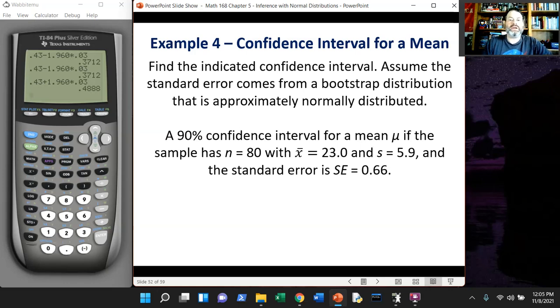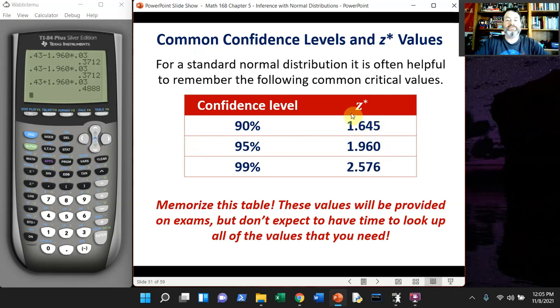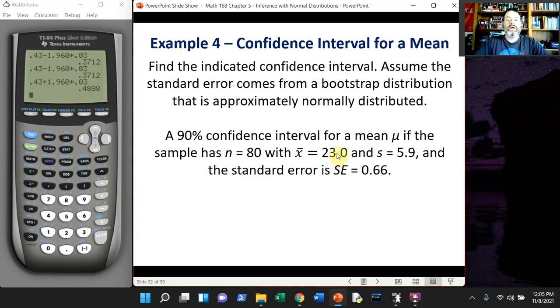So we have a 90% confidence interval for a mean. The sample size is 80, X bar is 23, S is 5.9, standard error 0.66. All right. Well, again, pause it if you want to try it. So I'm just going to go ahead and do it because I already know what Z star is for 90%. I already know it's 1.645. There's the sample statistic. There's the standard error, and we're done.